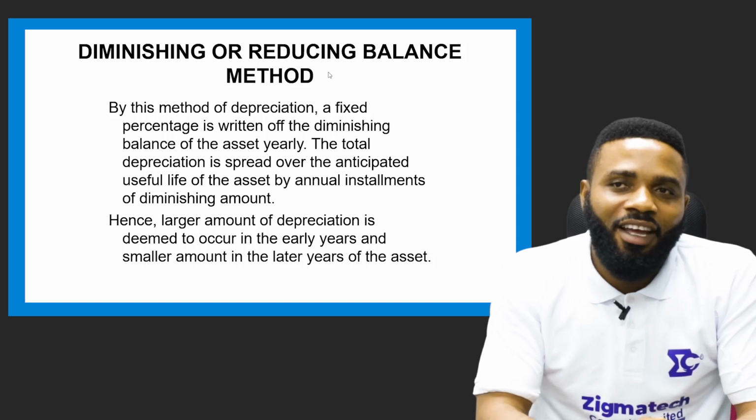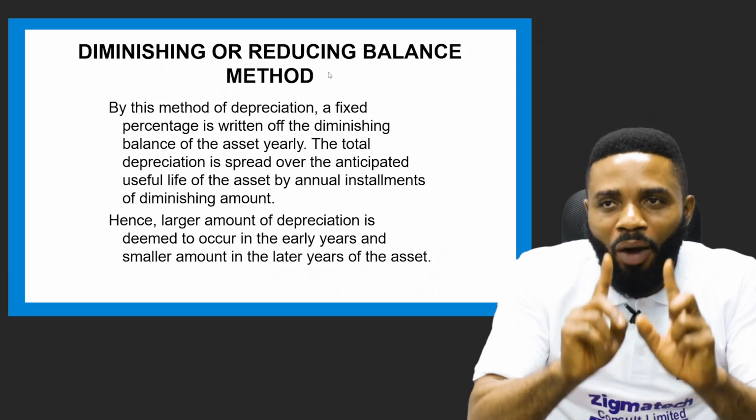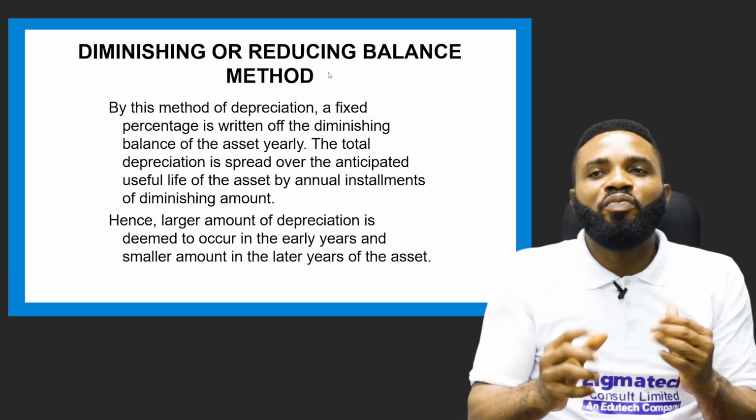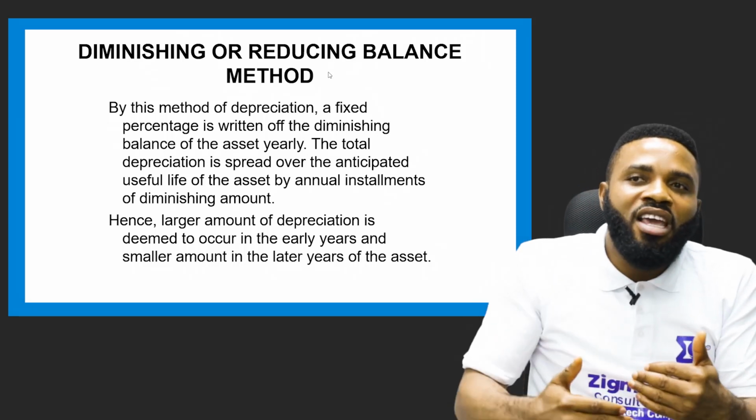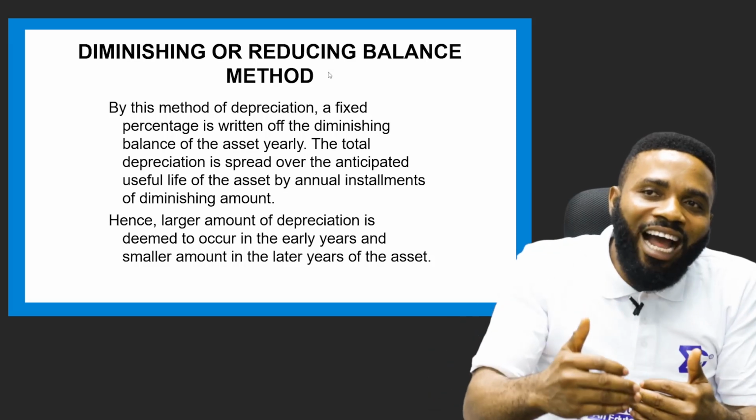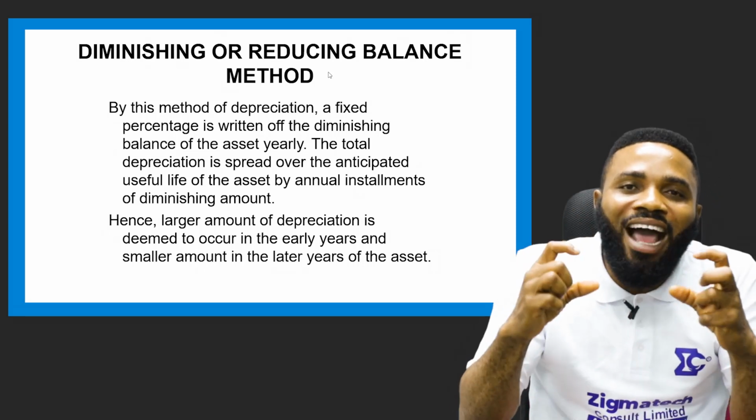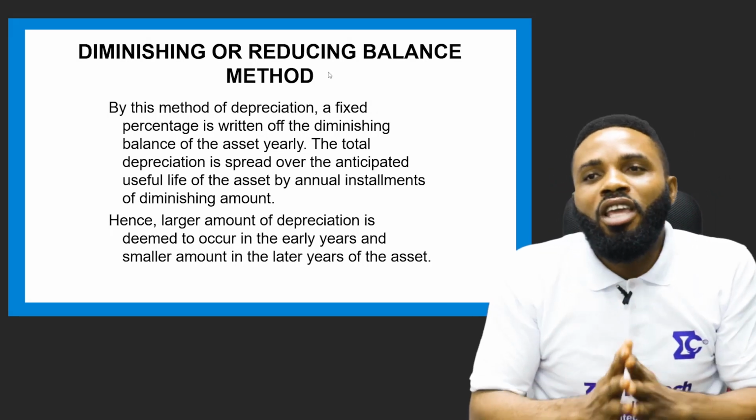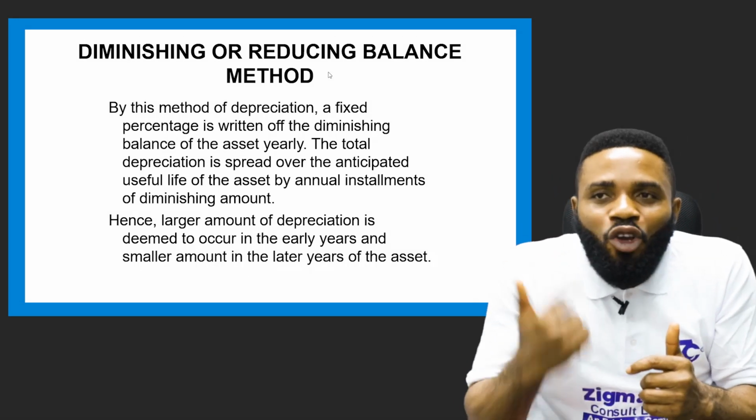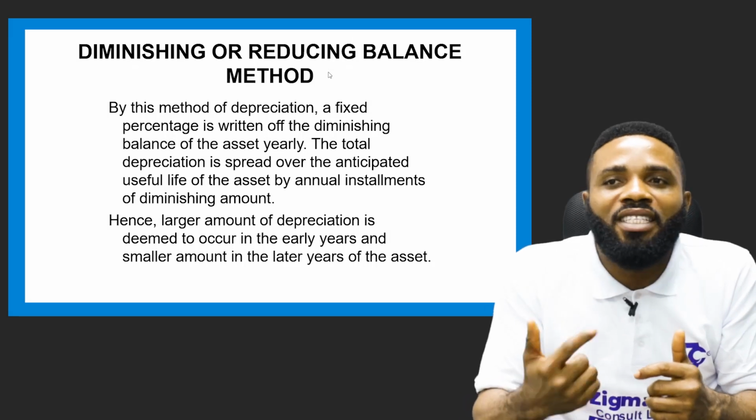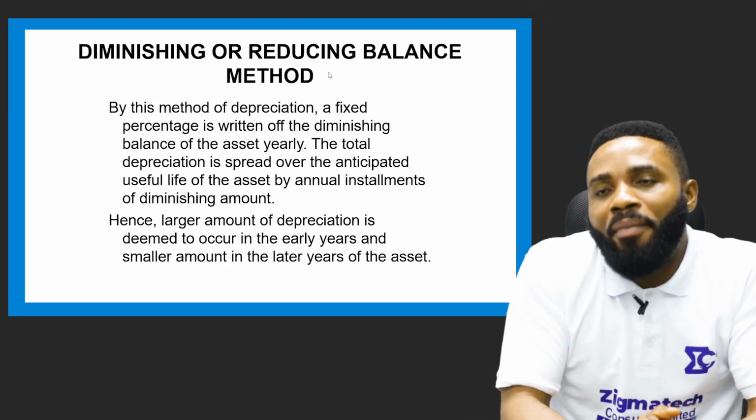Let me try to explain certain terminologies here. Number one, diminishing. When you say something is diminishing in value, you are saying that it is reducing in value. A constant, consistent, and uninterrupted reduction in the value of an asset can be seen as a diminishing asset. If an asset is consistently reducing in value, we can call it a diminishing asset.